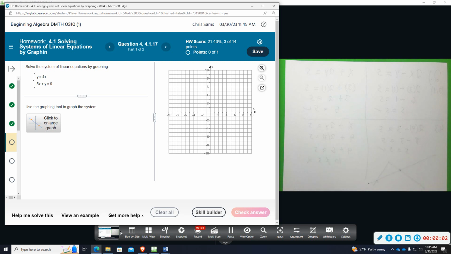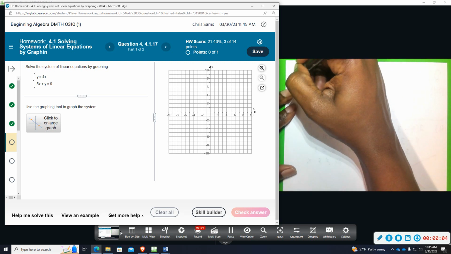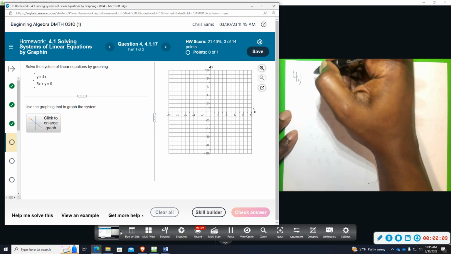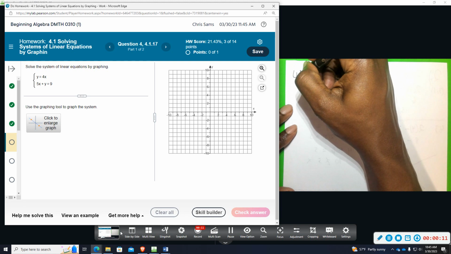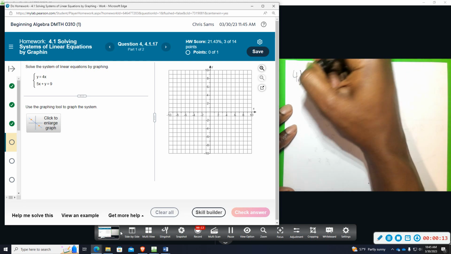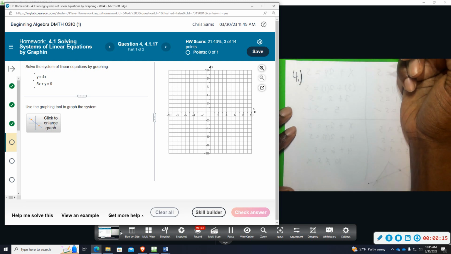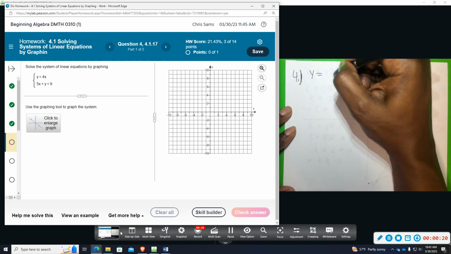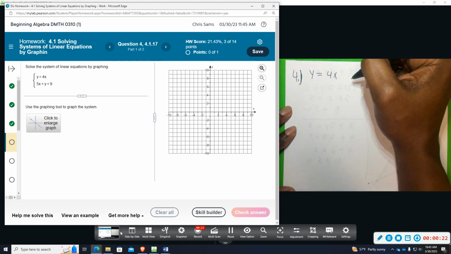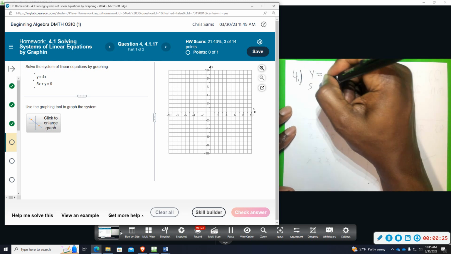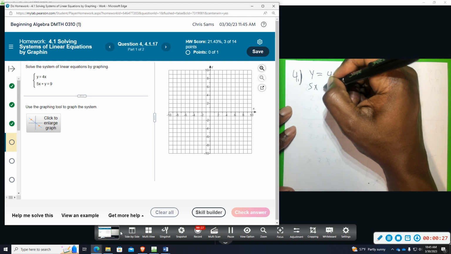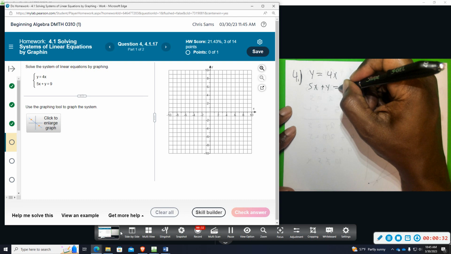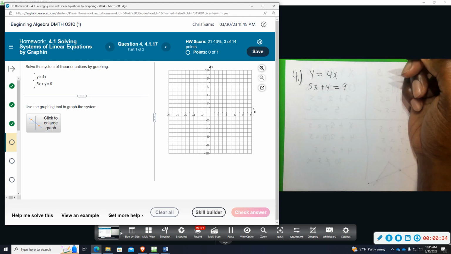All right, problem number 4, again, we want to graph, and it's going to be the whole section. However, the way that this problem is set up, and I'm kind of pointing these out so that you get used to seeing them as you move forward, because in 4.2 and 4.3, you have to do different methods. But y equals 4x, and then we have 5x plus y equals 9.